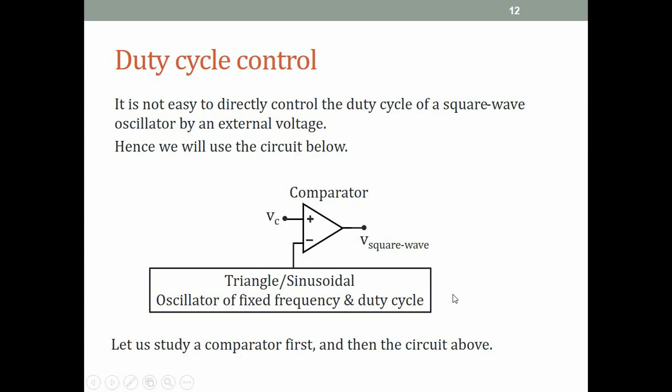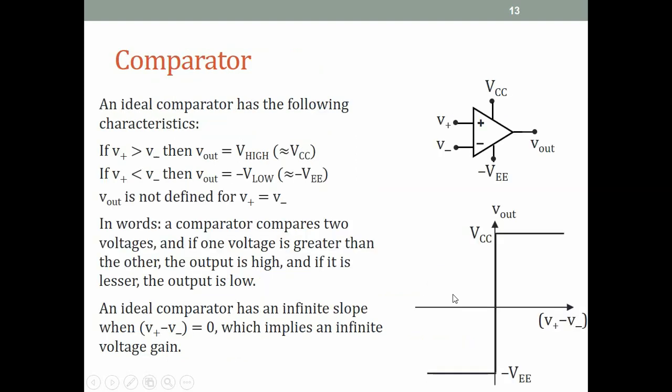So first we need to know what a comparator is. This is a symbol, as I said, for a comparator. A comparator is a circuit that has the following characteristics. The output of the comparator is high if V plus is greater than V minus, and the output of the comparator is low if V plus is less than V minus.